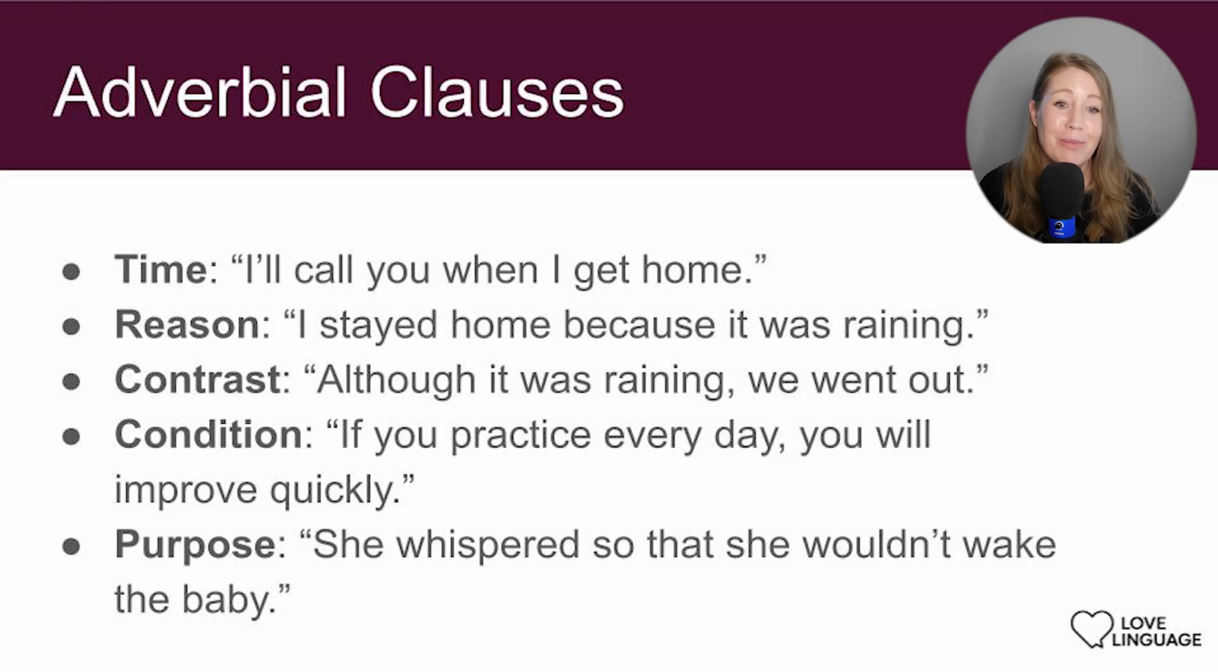First, there's time, which tells us when something happens. For example, I'll call you when I get home. Next is reason or cause, right? Explains why something happens. Example, I stayed home because it was raining. Contrast and concession shows contrast or unexpected results. For example, although it was raining, we went out. Condition, which indicates under what conditions something happens. For example, if you practice every day, you will improve quickly. And finally, purpose explains for what purpose something happens. So she whispered so that she wouldn't wake the baby.